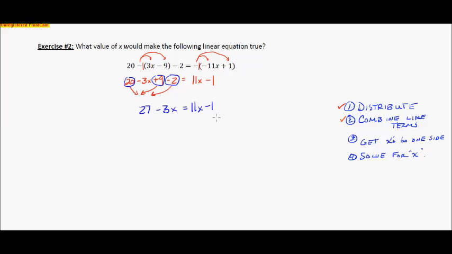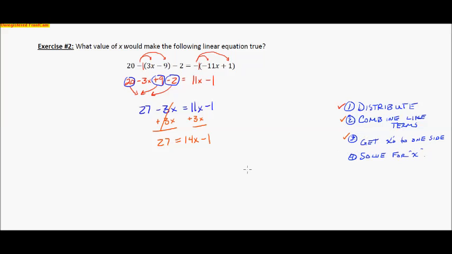Now I want to get all the x's to one side, and again, I'm going to take the smaller value, this -3x, and I'm going to add it to both sides of the equation. And that goes away. -3 plus 3 is 0, so 0x is just 0. Bring down my 27. 11x plus 3x is 14x. And I've got to bring down that -1. So I'm left with that. So I've got all my x's to one side.